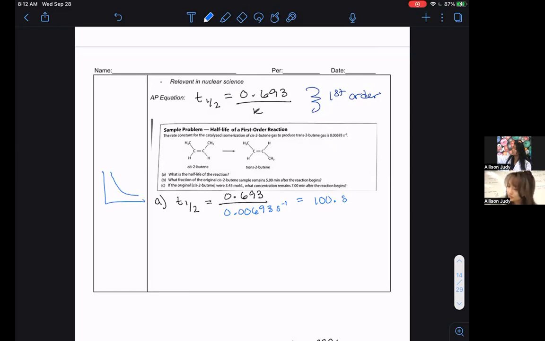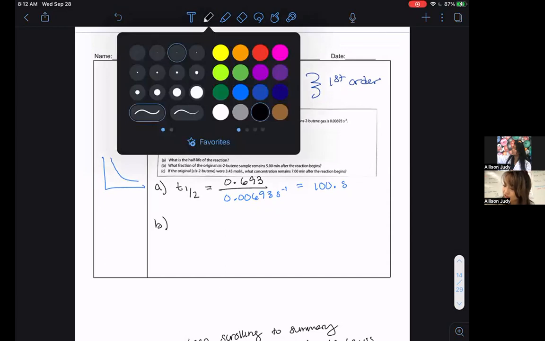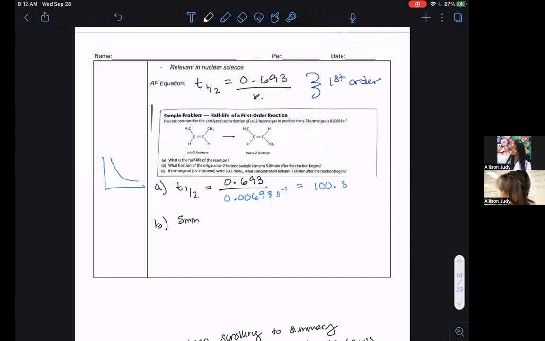So B, I'm asked, what fraction of the original cis-2-butene sample remains after 5 minutes of the reaction? Now that we know our half-life, first and foremost, what is 5 minutes equivalent to? How many half-lives are in 5 minutes? So 5 minutes is equal to 300 seconds. That means I have 3 half-lives present, so I go through 3 rounds of cutting in half.